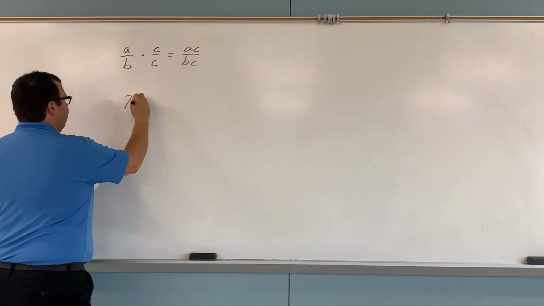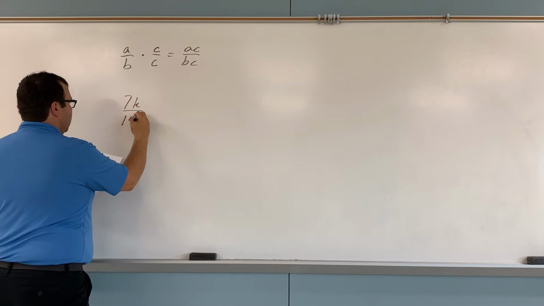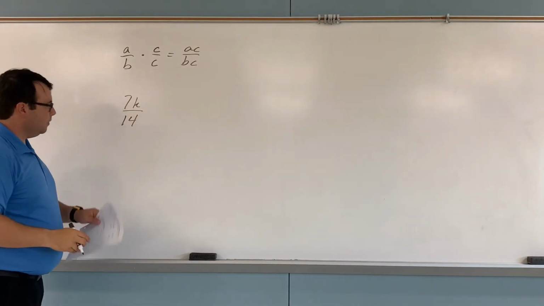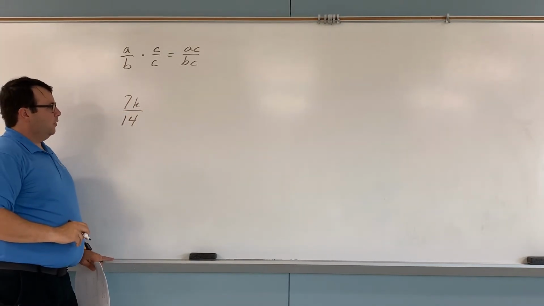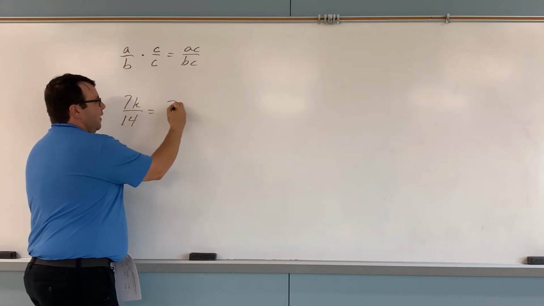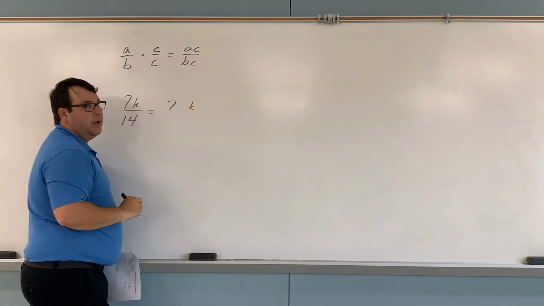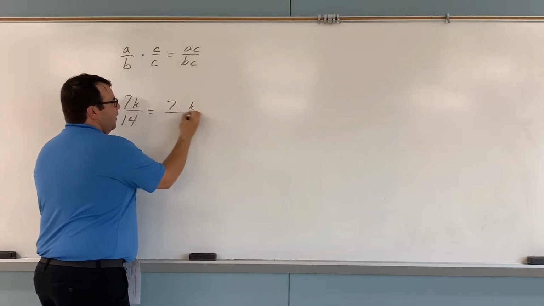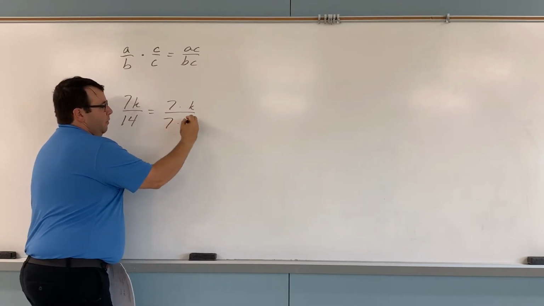Let's say I have 7k over 14. 7k over 14. Well, technically this is like 7 times k, right? And then this is like 7 times 2.